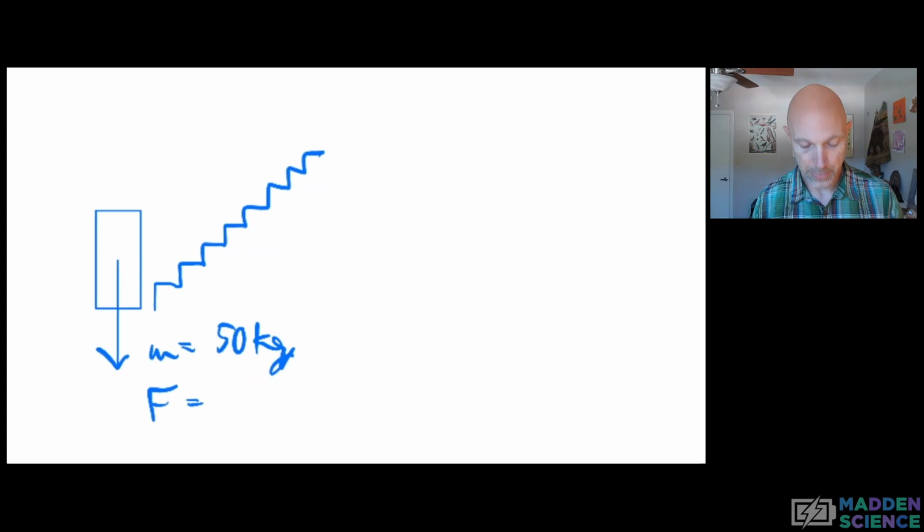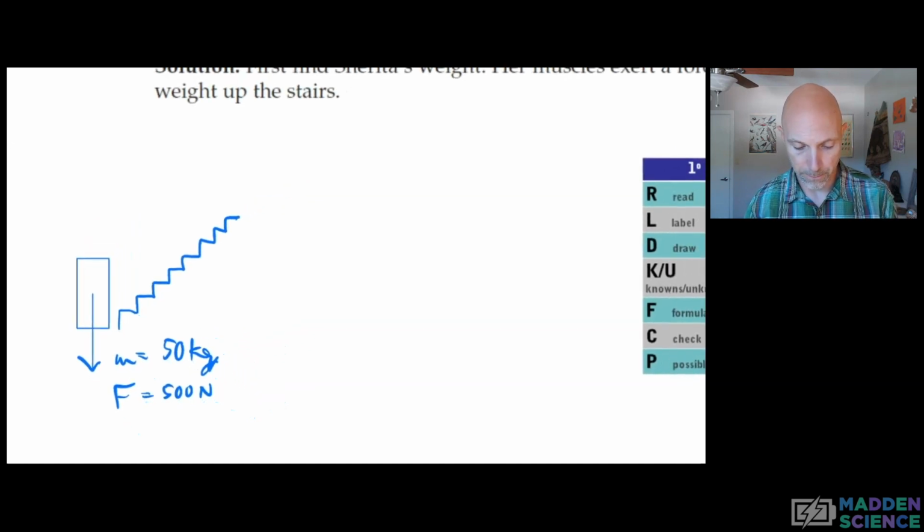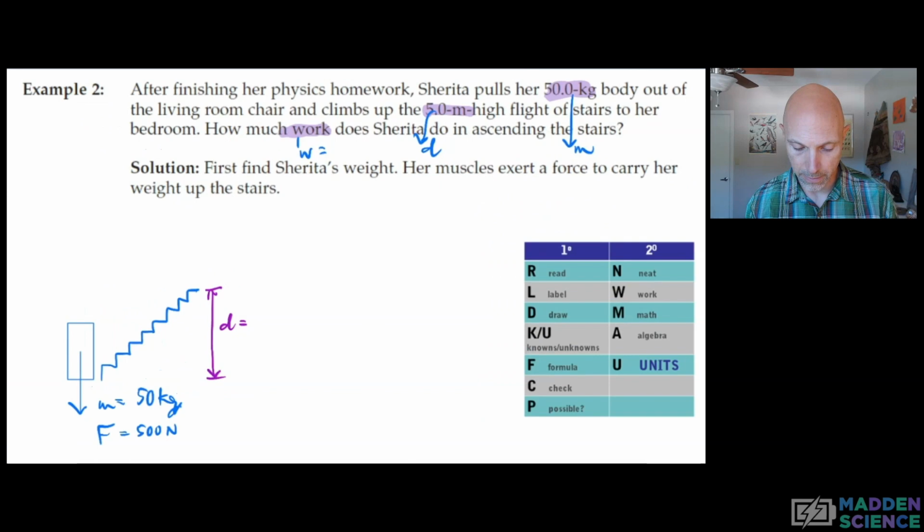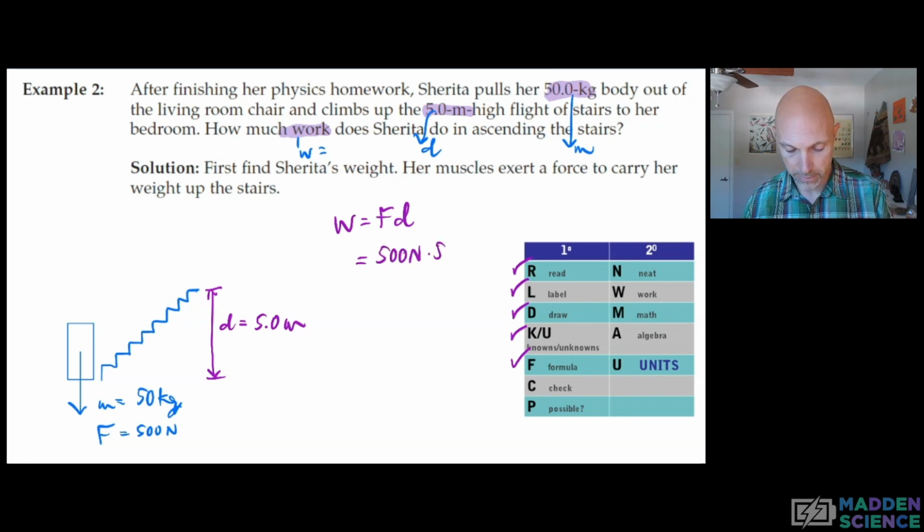Now we're just going to put this straight in her head. Her weight is therefore 50 times 10, 500 newtons. Now we also know the height of those stairs, which they tell us over here as 5.0 meters. All right. How much work does she do? So again, right now we've read it, labeled it, drawn it, with our knowns and unknowns on the problem. We got our formula, which is work is force times distance. And again, it's not mass times distance, it's force. So 500 newtons times 5 meters, 2,500 joules, or newton meters. You can leave it as you want.